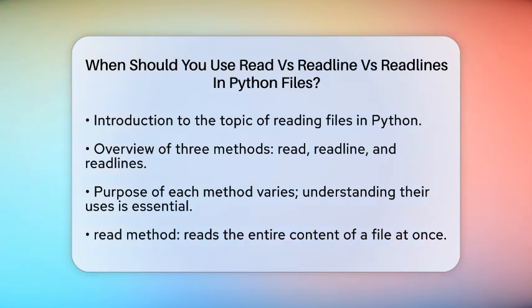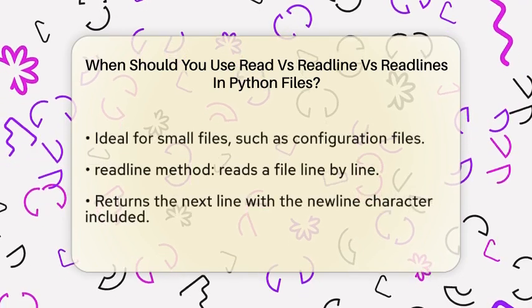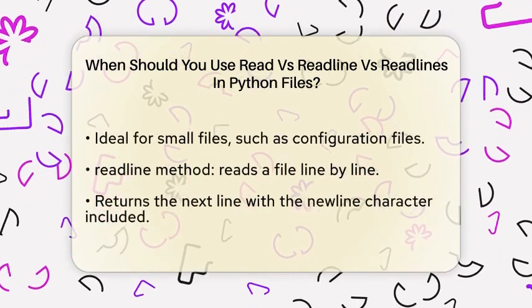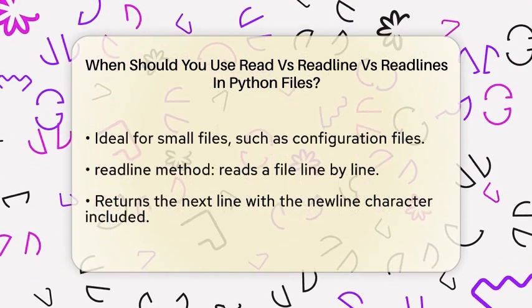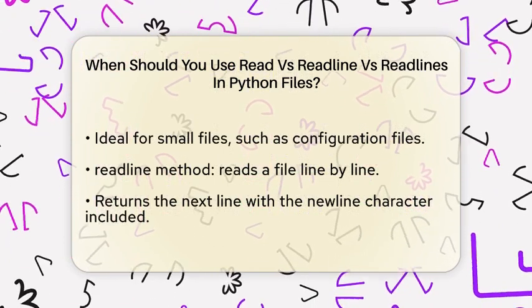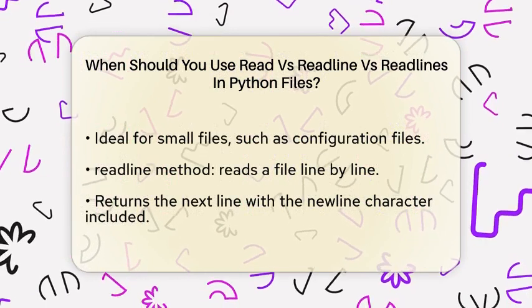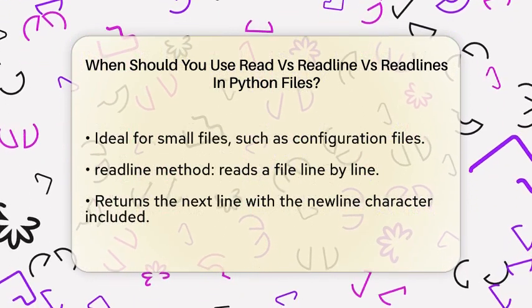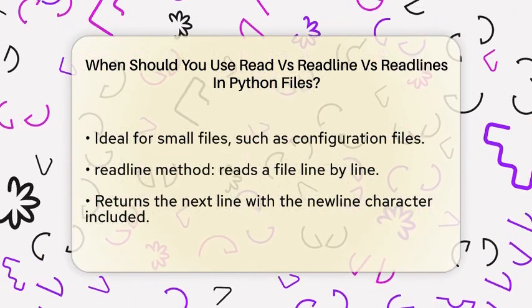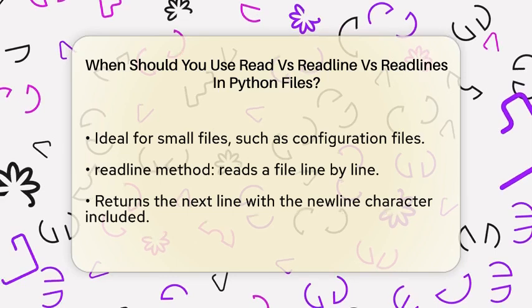First up, we have the read method. This is your go-to option when you want to read the entire content of a file in one go. It grabs all data from the current position to the end of the file. This method is especially useful when you need to analyze or process the whole file at once. For example, if you are dealing with a small configuration file, read can quickly pull everything into a single string.